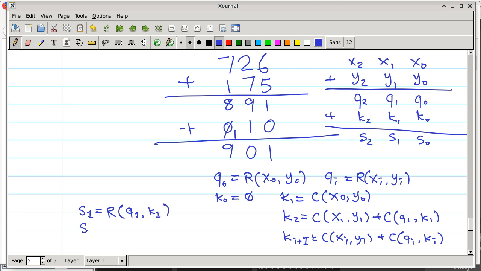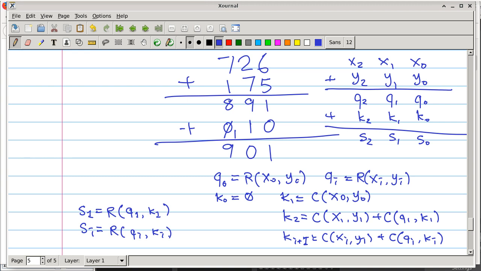And in general, Si, which is the ith bit, now remember this ith bit starts with 0, okay? In general, it is really just the result of adding Qi and Ki. Are we okay? All right.